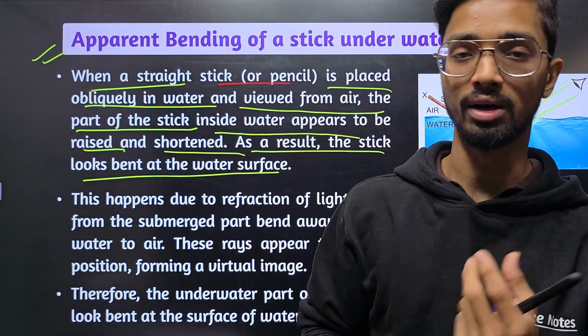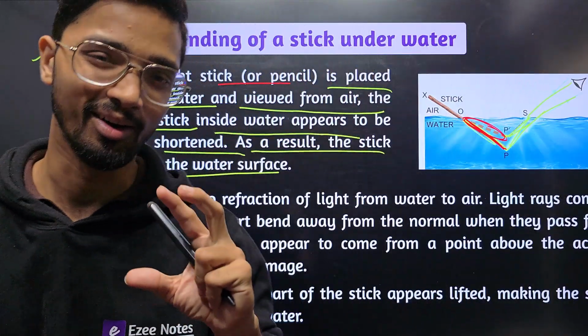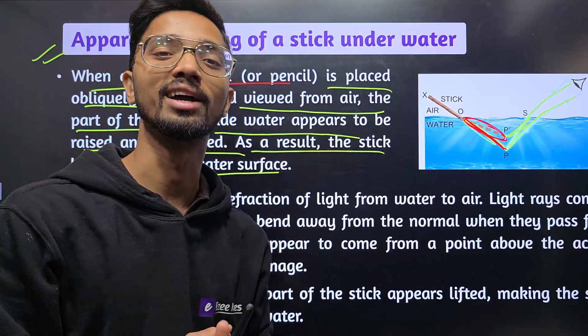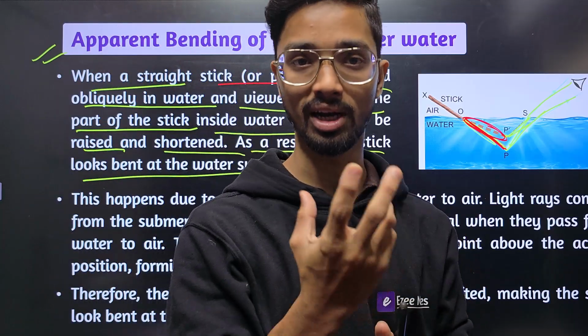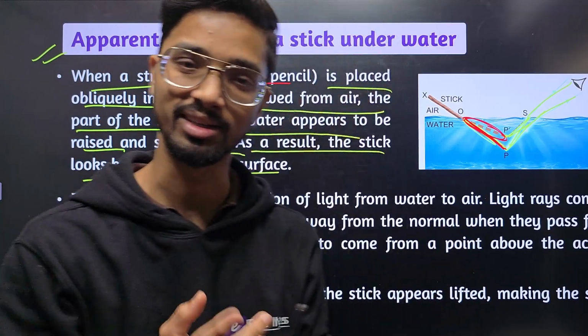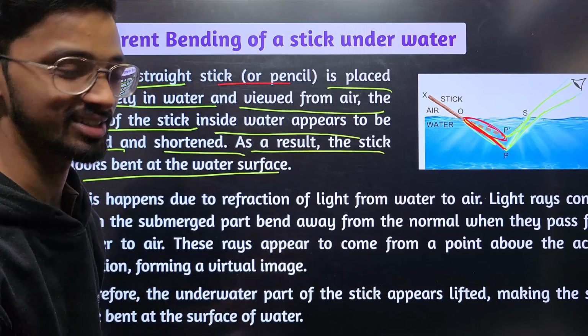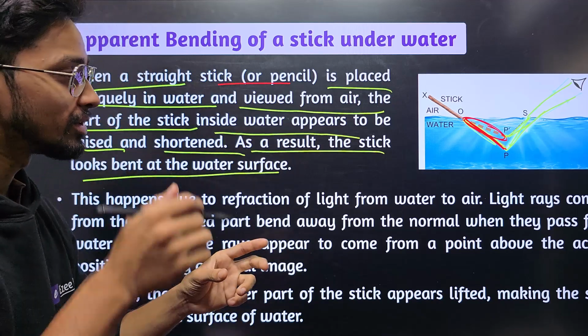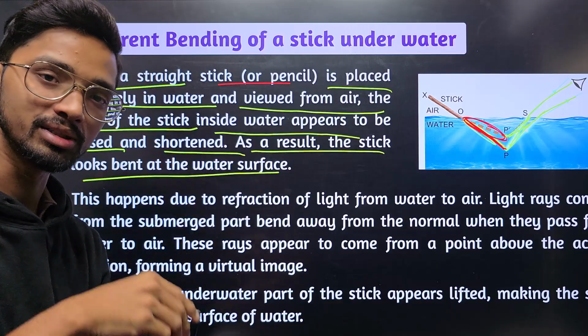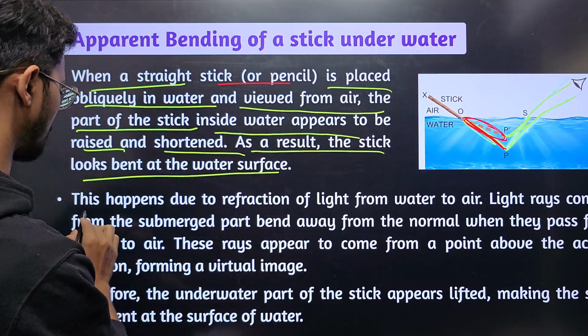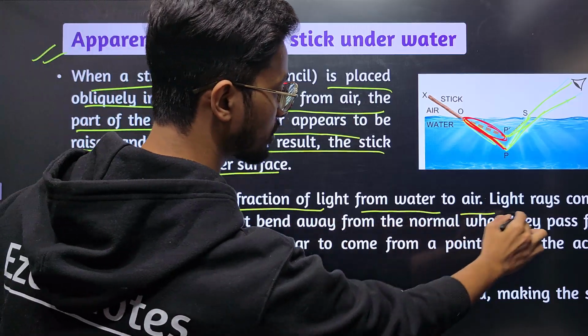Take water inside a glass. Okay, so take water inside it, put a pencil. It will look somewhat bent. Okay, this happens due to refraction of light from water to air.